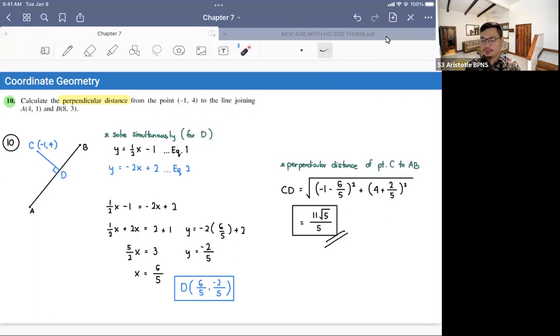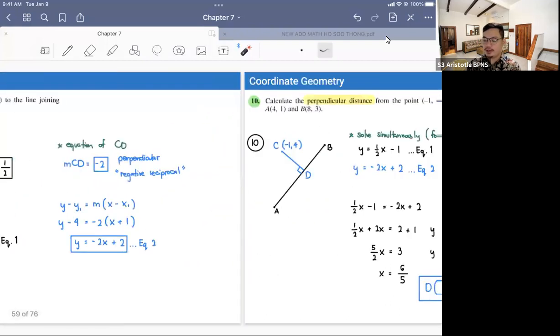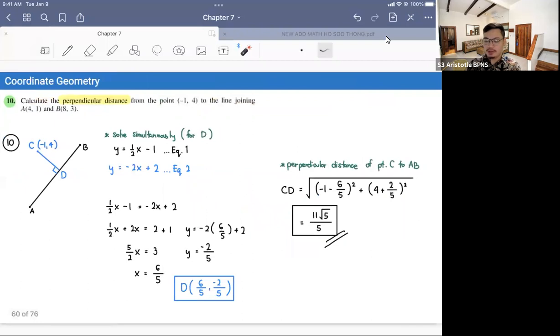Okay, so basically that's it. Now in one question we applied a lot of things, right? Have you noticed that? So we applied gradient, we have applied the equation of the line, we applied, of course, perpendicular gradients or perpendicular lines, and then we also applied, again, simultaneous equations, and then we applied the distance formula.